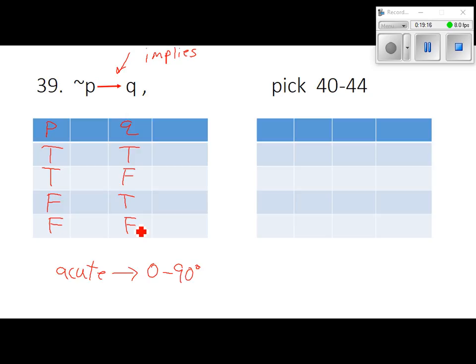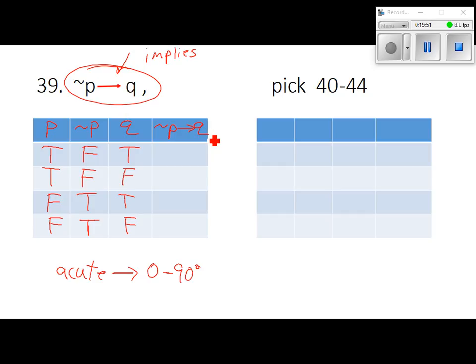Here, I'm going to put, what's that symbol mean again? Not P. If P was true, what's not P? False. P was false, not P is true. False, true, right? Then out here, this is going to be our final thing that we're saying here. Not P implies Q. I messed up.